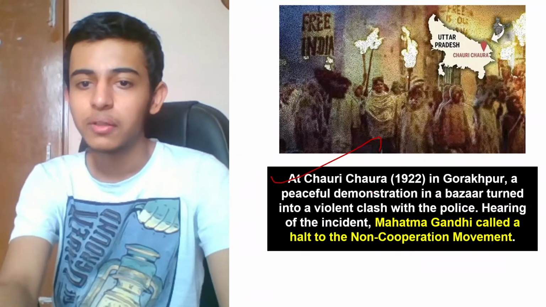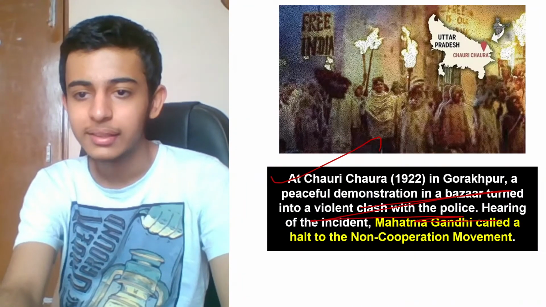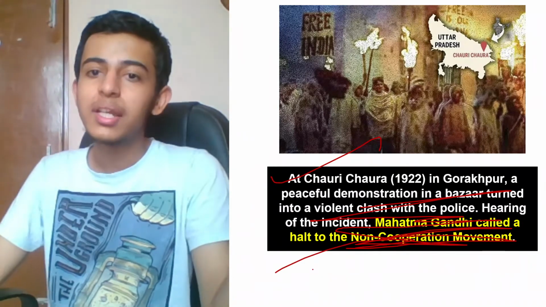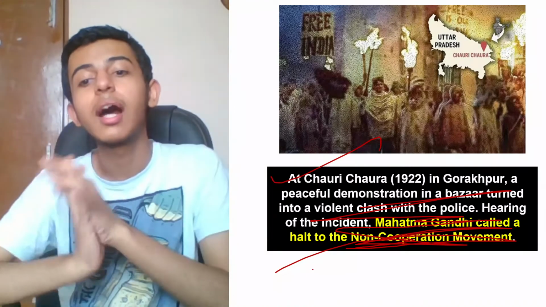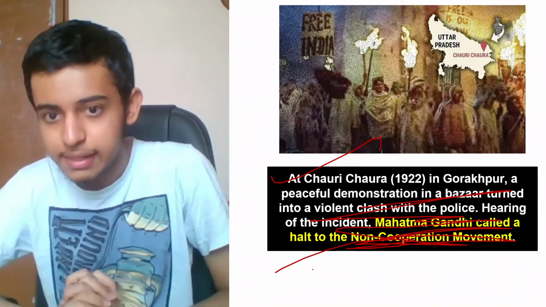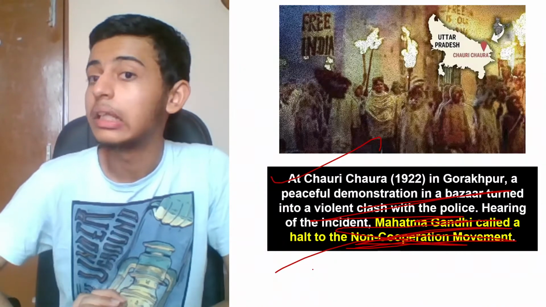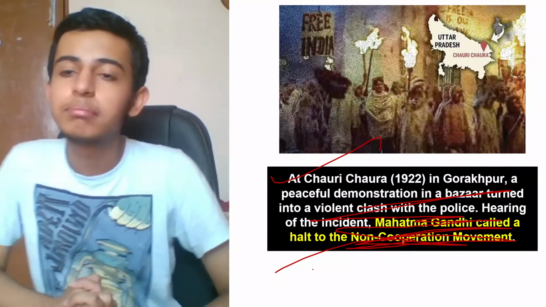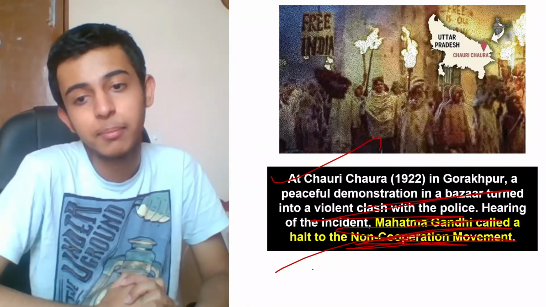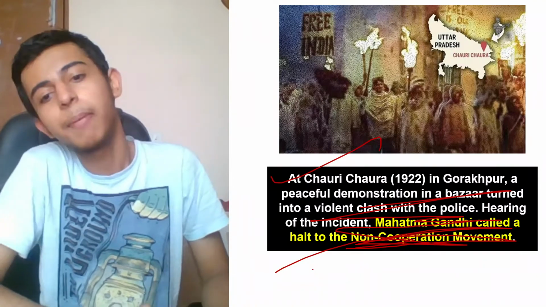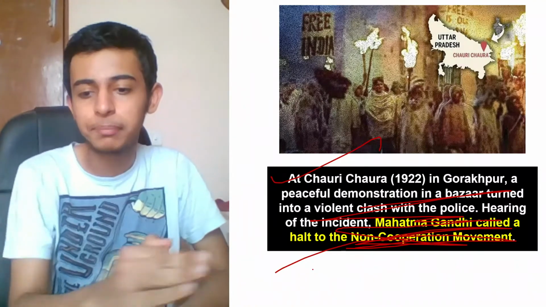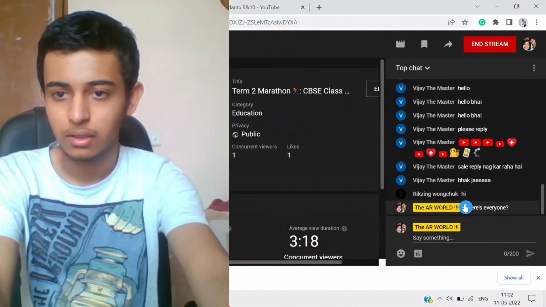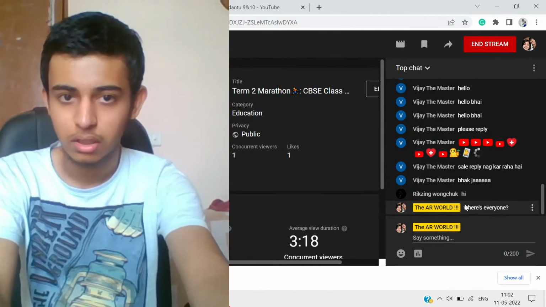Now, at Chorichura in Gorakhpur, a peaceful demonstration in a bazaar turned into a violent clash with the police, and because of this incident, महात्मा गांधी called off the movement. तो चौरी चौरा में वायलेंस हो गया था क्योंकि लोगों को लगा कि हमें पुलिस के साथ लड़ाई करनी है. लड़ाई हुई, उसकी वजह से महात्मा गांधी को बुरा लगा क्योंकि उनका मानना था कि नॉन वायलेंस से ही सब कुछ होगा. तो since they broke this law, this principle of महात्मा गांधी of non violence, महात्मा गांधी ने कहा कि अब हम नॉन कोऑपरेशन को यहीं पर समाप्त करेंगे. अब हम इसको कंटिन्यू नहीं करेंगे, राइट? Clear?